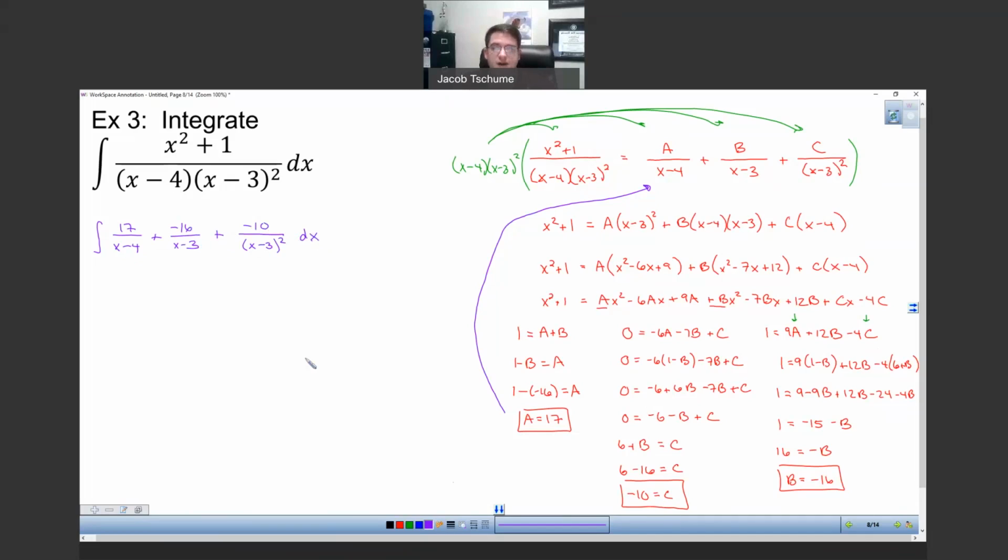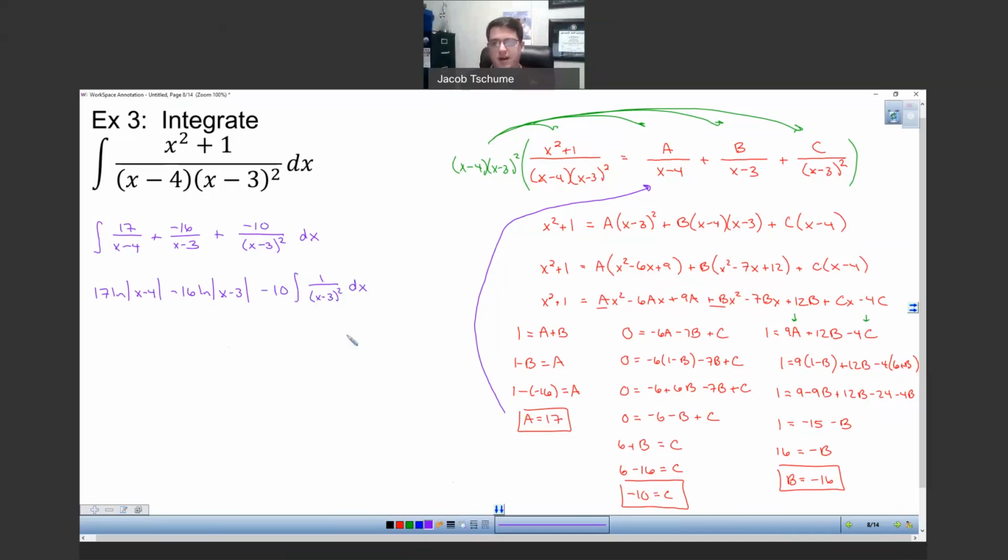Now, those first two fractions actually integrate very easily. They are both going to, once again, just be natural log functions. So you would have 17 times the natural log of x minus 4 minus 16 times the natural log of x minus 3. But this second one doesn't actually integrate into a natural log. Sorry, I said the wrong word. But what I could do is factor that negative 10 out, and then I can just integrate 1 over x minus 3 all squared dx.